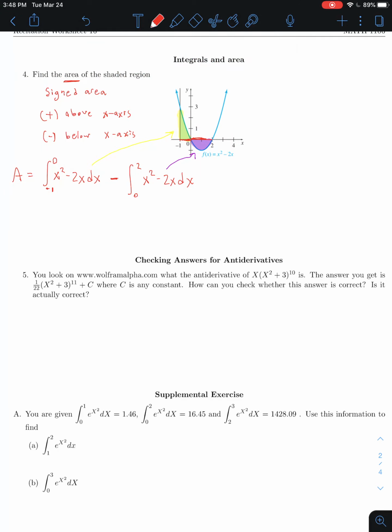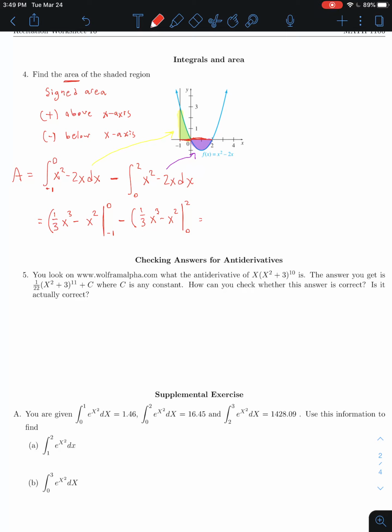Let's go ahead and calculate these integrals. So again, we're going to take the antiderivative of the function on the inside. That's going to be x cubed divided by 3 minus x squared, and 2 divided by 2 is 1. And we're evaluating this one from -1 to 0. And then on the second one, well, it's the same function we're integrating, but we have different bounds. This time we're going from 0 up to 2.